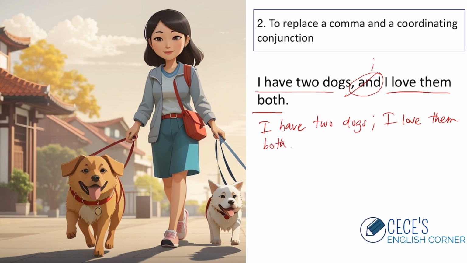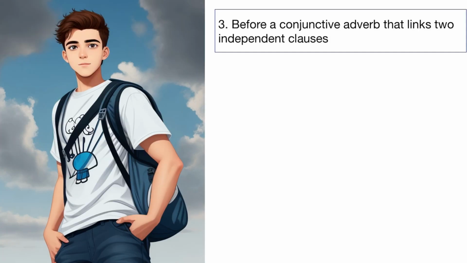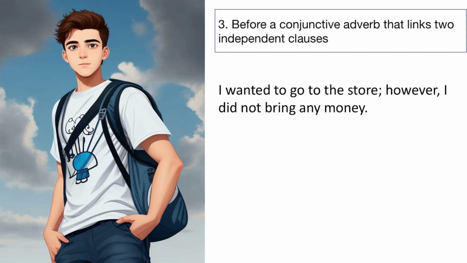We can also use semicolons when conjunctive adverbs connect 2 independent clauses. Conjunctive adverbs are words like however, indeed, and also. Here's an example. I wanted to go to the store; however, I did not bring any money. Notice that the semicolon precedes or comes before the conjunctive adverb.